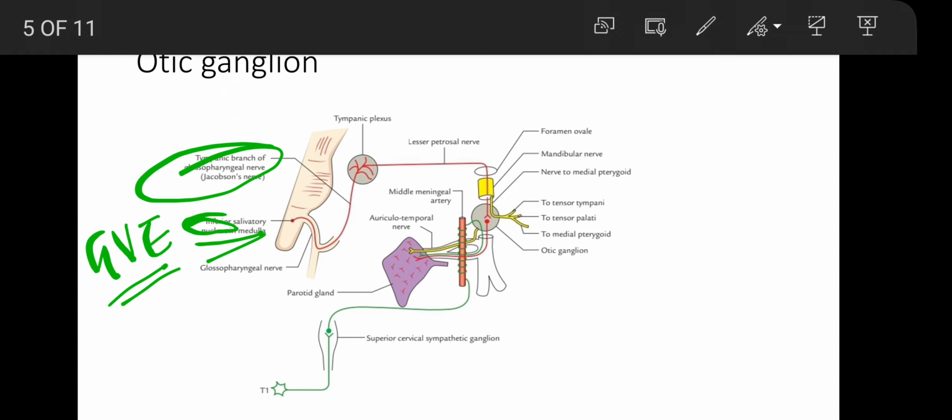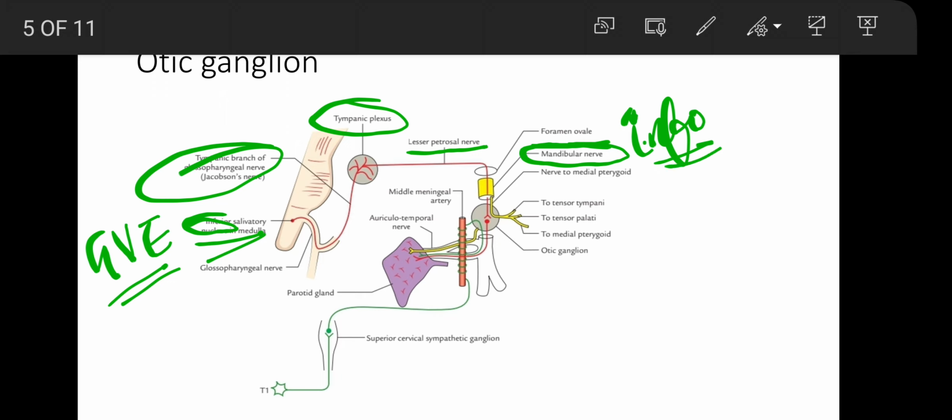The glossopharyngeal nerve from the inferior salivatory nucleus forms a tympanic plexus within the middle ear, and from the plexus forms the lesser petrosal nerve, which comes out of the foramen ovale. So the information is traveling via the glossopharyngeal nerve and through the lesser petrosal nerve. It comes out of the foramen ovale, where it comes in contact with the mandibular nerve, and the information is traveling via the mandibular nerve.